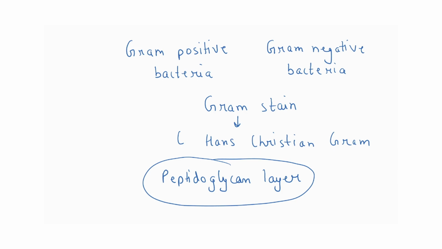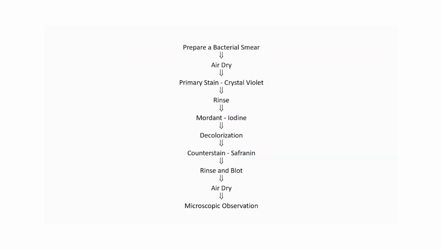I will explain this technique to you. So let's study the technique. What happens in the first step? We prepare a bacterial smear. We take a bacterial sample and spread it on the slide gently. Then we air dry it. After that, we stain it with crystal violet, which we call the primary stain.